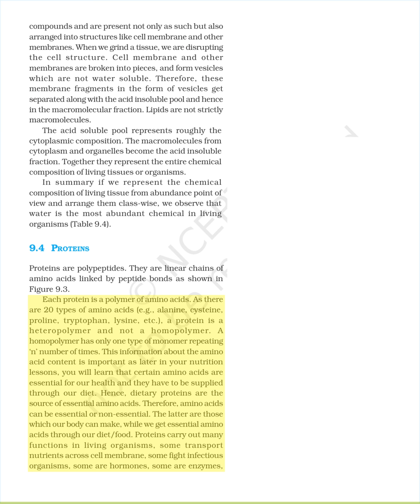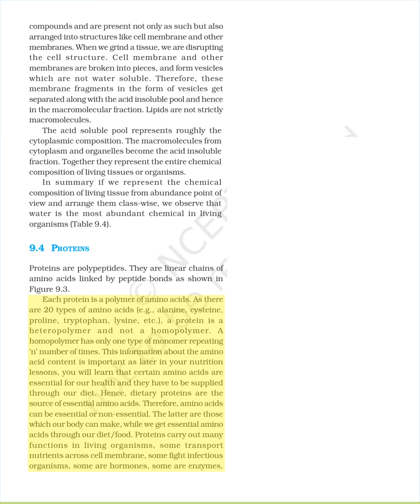This information about the amino acid content is important as later in your nutrition lessons, you will learn that certain amino acids are essential for our health and they have to be supplied through our diet. Hence, dietary proteins are the source of essential amino acids. Therefore, amino acids can be essential or non-essential. The latter are those which our body can make, while we get essential amino acids through our diet/food.